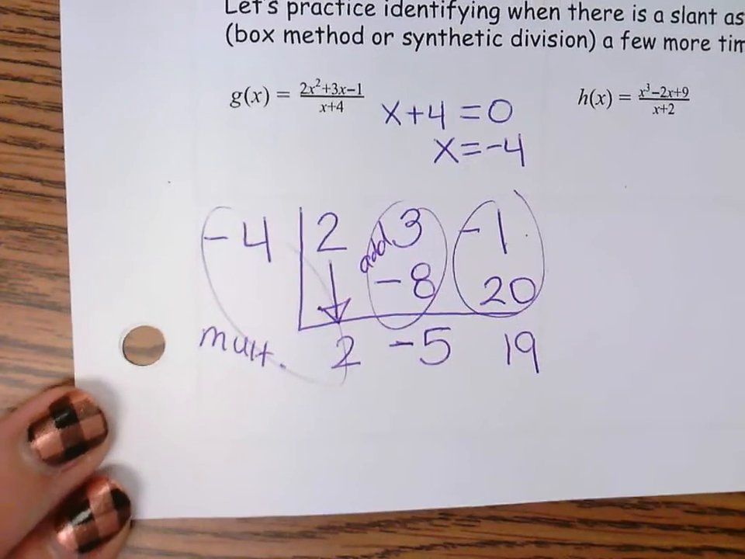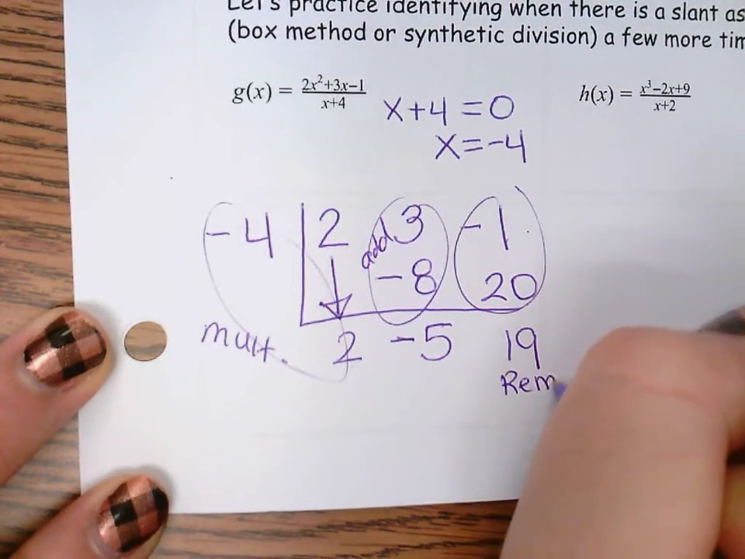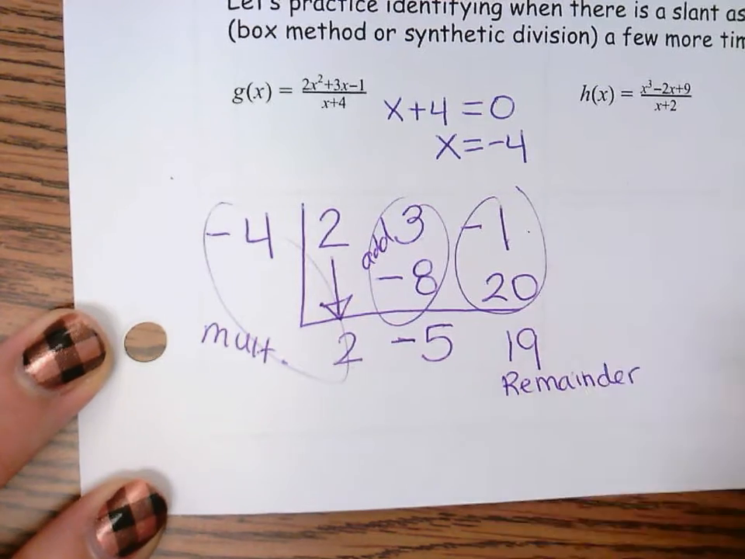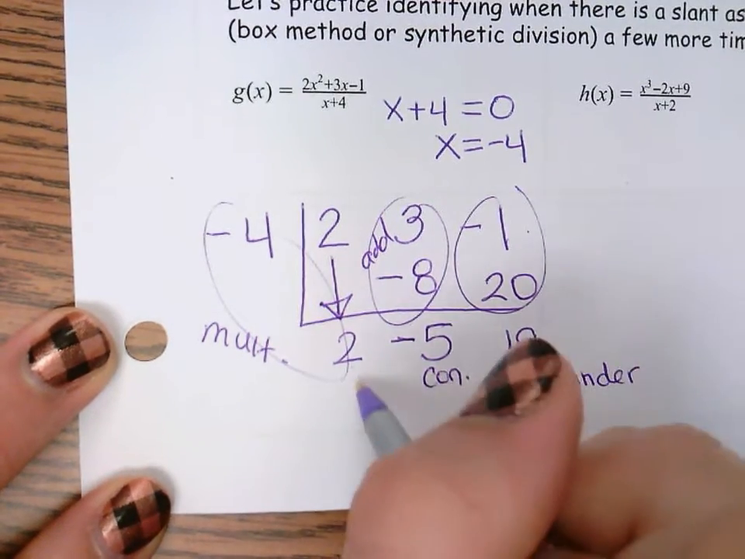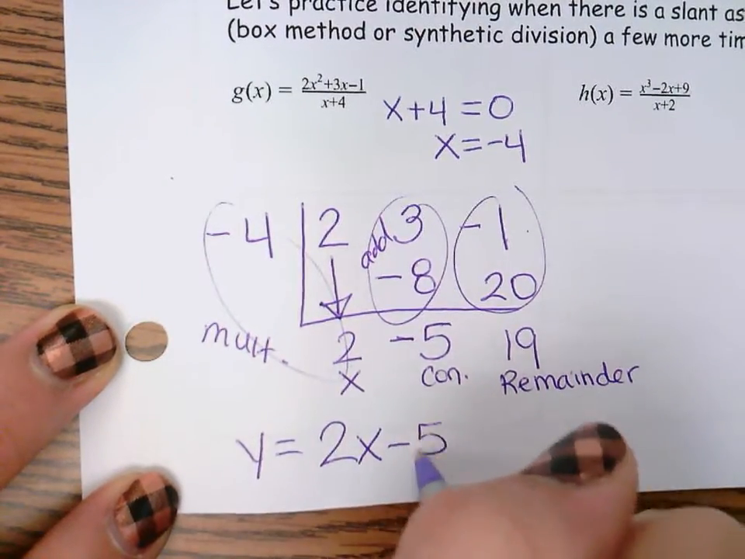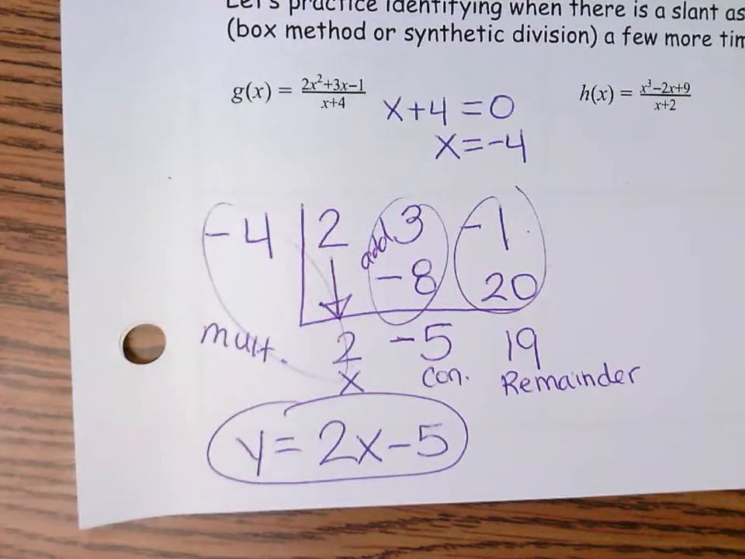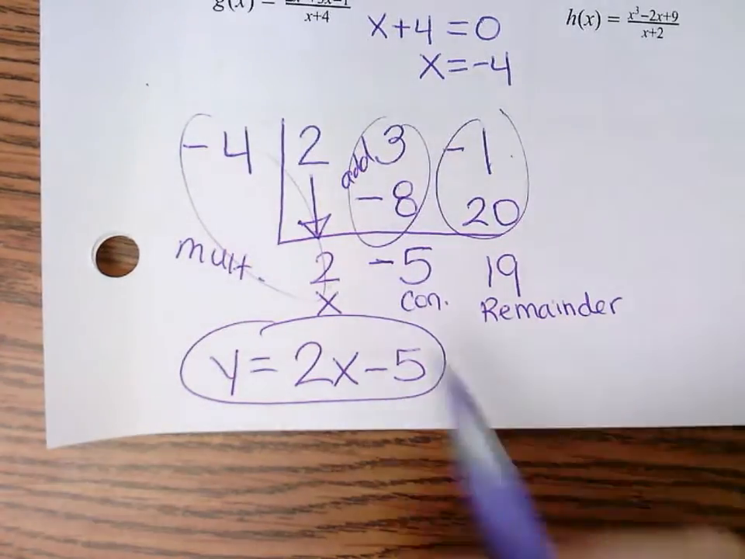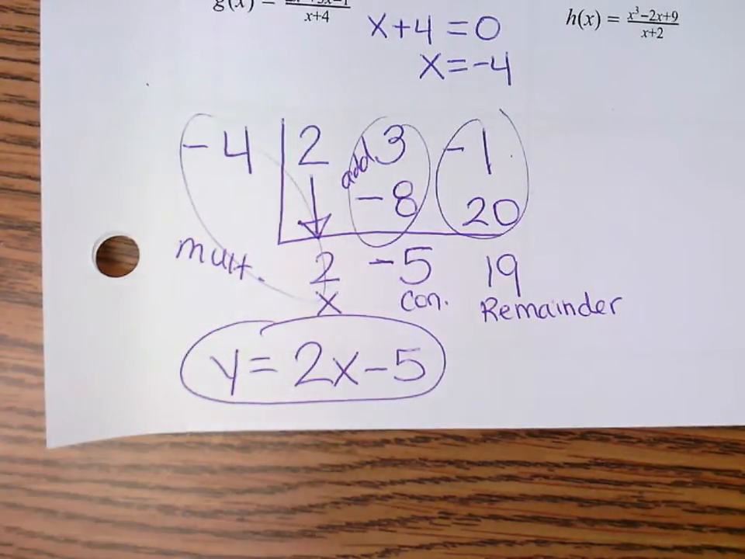So the division gives a remainder of 19. I get this as my constant and this as my x term. So y equals 2x minus 5 is my asymptote. I would dot in the line y equals 2x minus 5 if I was graphing this. Let me show you 2x squared plus 3x minus 1 divided by x plus 4. And then I'm going to do a 2x minus 5 on the same graph.